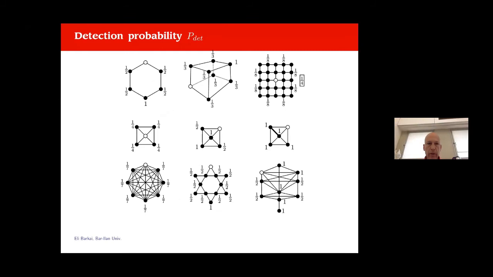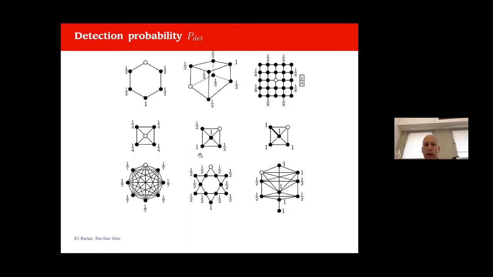So let us look at some graphs. I solve here using the renewal equation and found the total detection probability. The hops to nearest neighbors are all the same. I detect here, so this is the ring. If I start here, I get probability half. If I start from here, I get probability one. Similarly for the cube, from the three nearest neighbors, the probability is one third. If you start here, you get one.